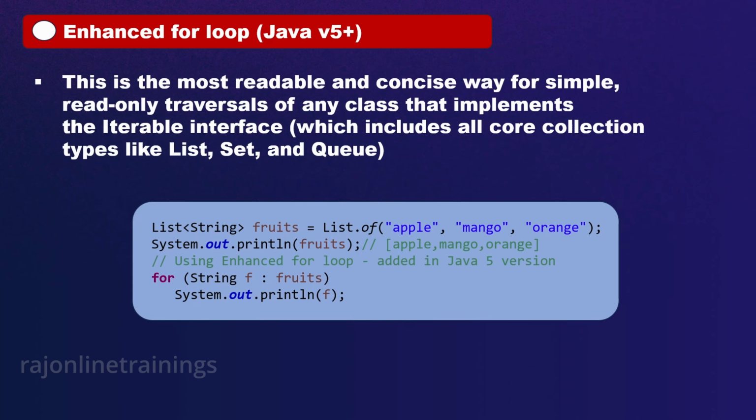What is it going to do? It takes one element from fruits and stores it into the f variable. In this example, first it takes apple, stores it into f, and we print that f value. Next it takes mango, stores it into f and prints mango. Next it takes orange, stores it into f, and we display orange. Here in this enhanced for loop, there is no need to check the size of the list and no need to increment the index. It automatically takes one element from the list, stores it into the f variable, and we just print it. So this is a simple way to traverse the elements present in a collection.